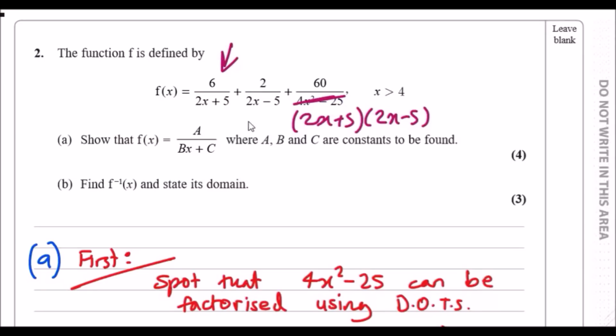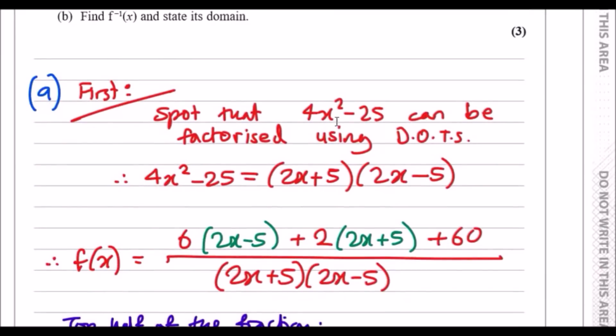So this implies that you're going to times up and down by 2x minus 5, whereas the second fraction is missing 2x plus 5. So times that by 2x plus 5 up and down. Okay. So when you do that, you can actually combine this into a single fraction. So it looks like this.